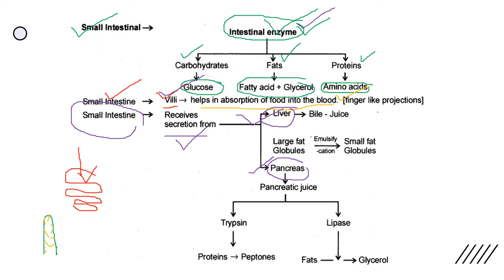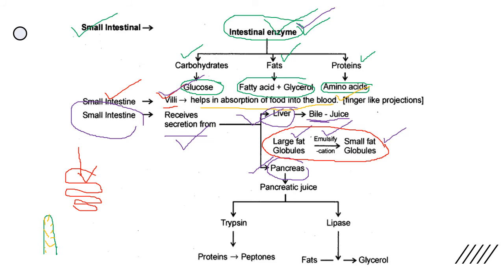So what is the function of the liver? It manufactures bile juice. And what is the function of bile juice? It emulsifies the large fat globules into small fat globules. I have explained this in the Zoom class also. This is very important. What is the function of bile juice? It emulsifies the large fat globules into small fat globules.